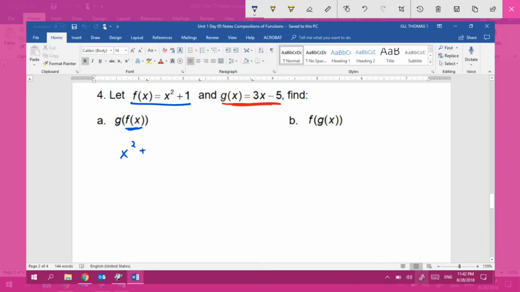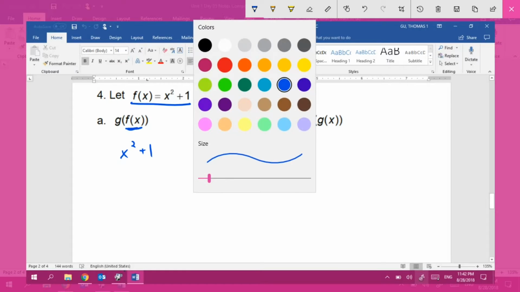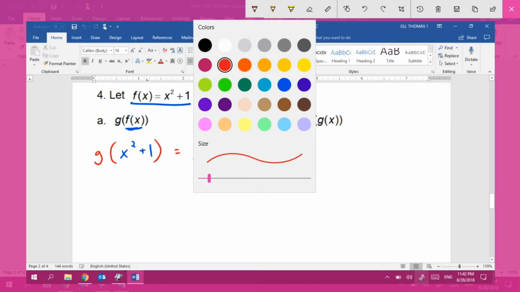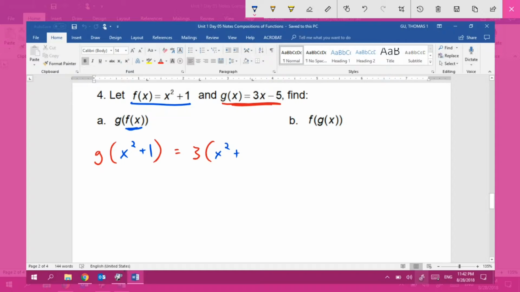Now x squared plus 1. And on the outside, we still have that g parentheses. Okay, we can see the g function is going to equal, g of x is 3x minus 5. So if I replace the x with x squared plus 1, I would end up writing something like this, equals 3 parentheses, let me use color code, x squared plus 1 minus 5. And so now from here, we're just going to distribute and work it out.